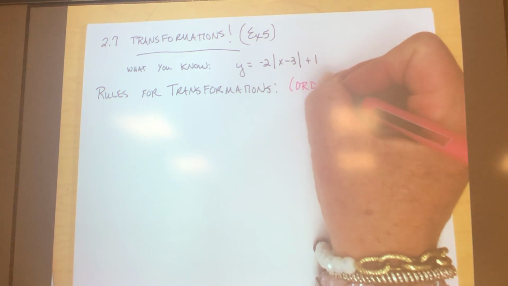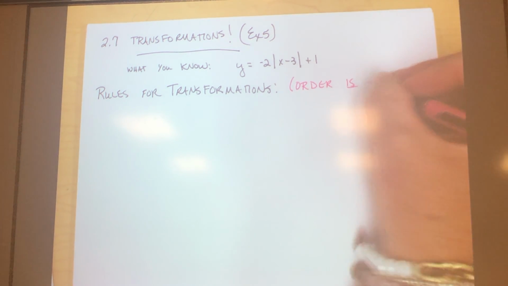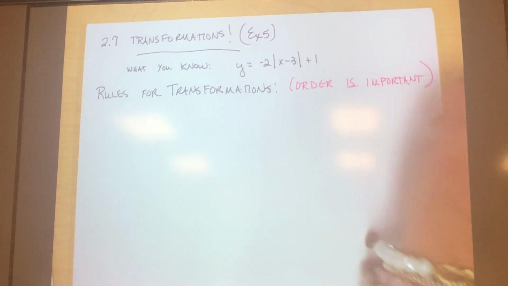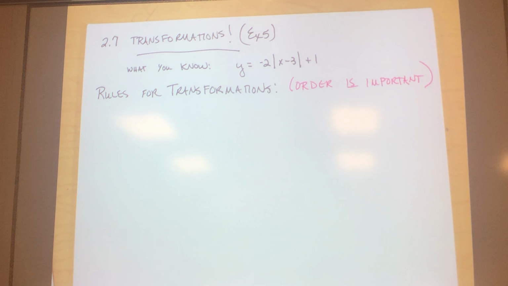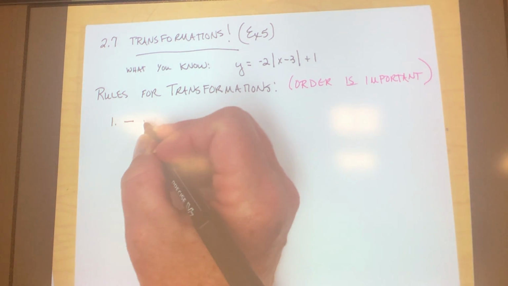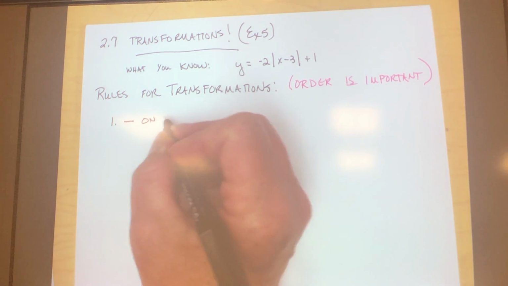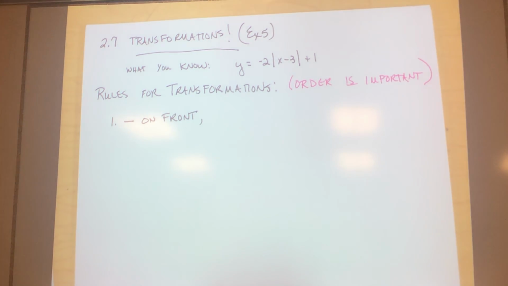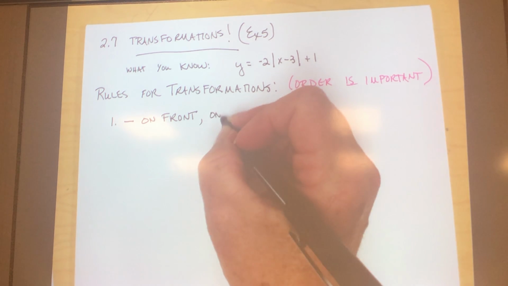Order is important. Okay? Order is important. So the order that I give these to you in is the best order. Two of them can be interchanged, but two cannot be. All right? So I'm always going to do it in this order. Number 1, if you see a negative on front, okay, it's on the what? X or Y?